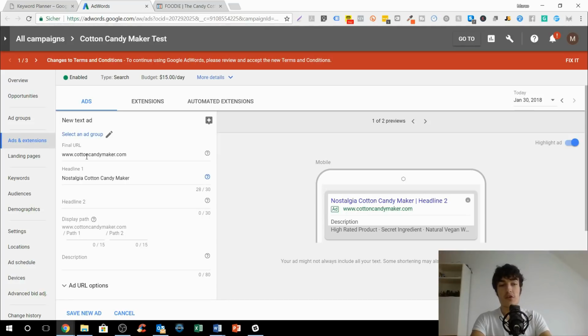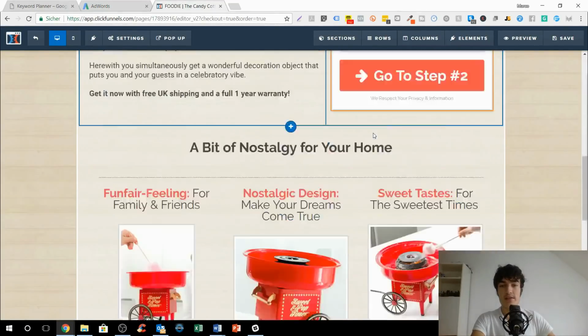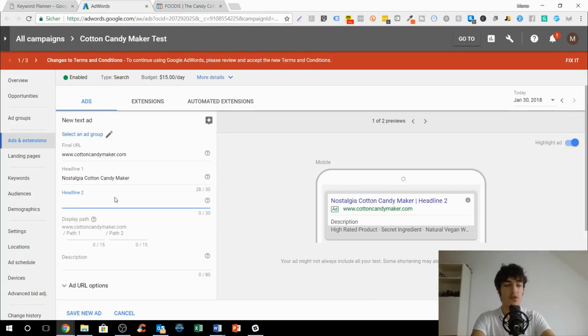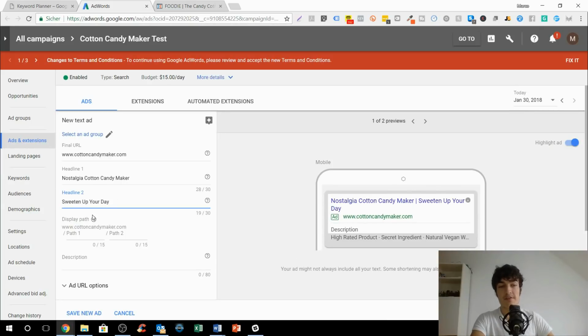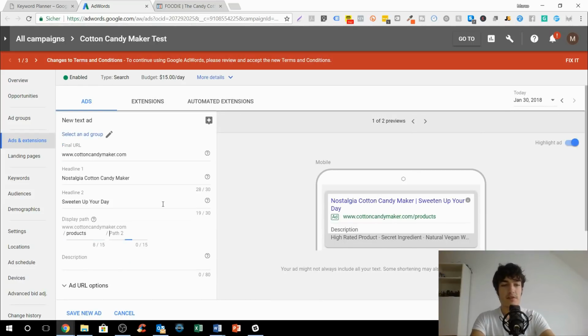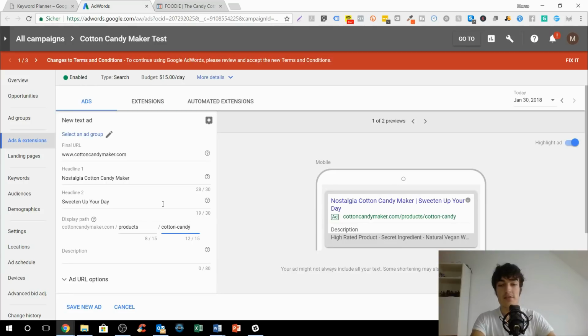So make sure that your main keyword will always appear in your headline, because this way people think that it's 100% relevant, which it also might be if you do it the right way. So here we had some headlines and things like sweeten up your day. This is something that you could include in your ad. So the first one is about the product, and the second one is a little more about the benefits and a little more personal. I won't spend half an hour now thinking about the perfect ad, but you get the idea on what you should do. And here you can say products and then cotton candy or something like this.